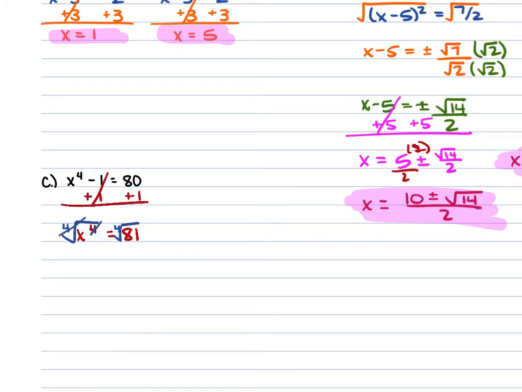That 4th root of x to the 4th cancels out the power, and you're just left with x. That 81 is 9 times 9, and 9 is 3 times 3. We need a set of 4 to pull 1 out. We have that. We put the plus or minus in front of our answer since we're taking the even index or the even root of this, and we get that x is equal to plus or minus 3.